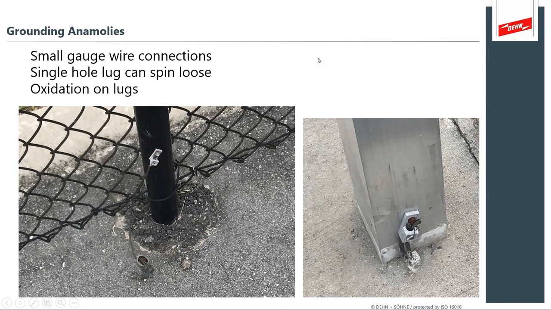So now we've got the systems installed. Now let's look for grounding anomalies. What are the things you're looking for? Here we have some nice photographs showing the application of a small gauge wire that doesn't necessarily meet the standard for bonding this particular fence pole. You've got a single hole lug that can spin loose. You've got oxidation at the lugs. You've got things like the conductor emerging from concrete without treatment, which can cause excessive oxidation, and these wires can become brittle and break over time.